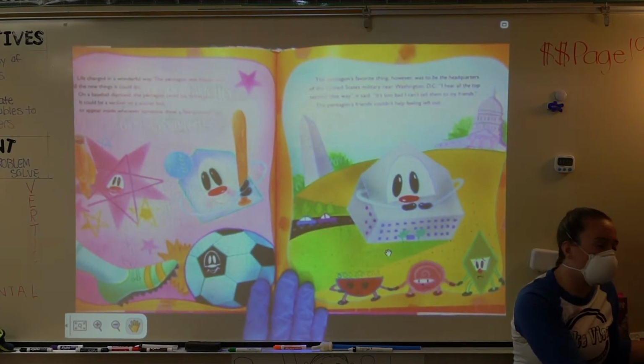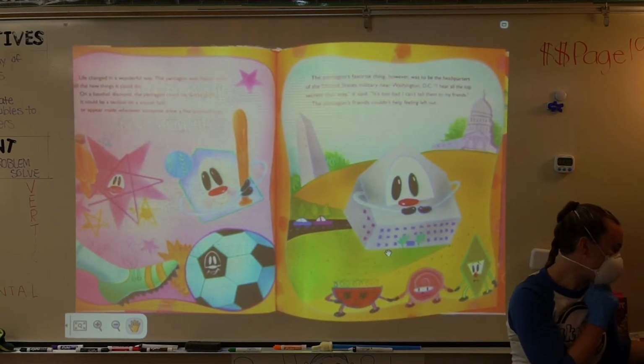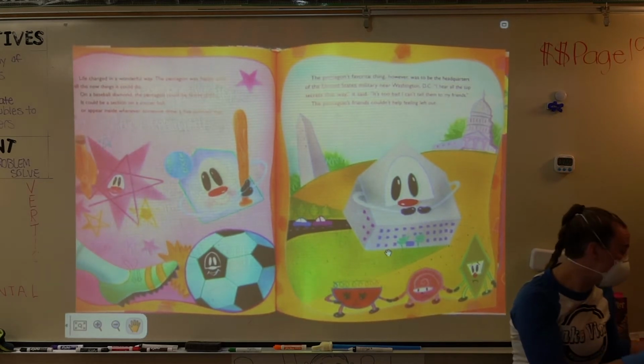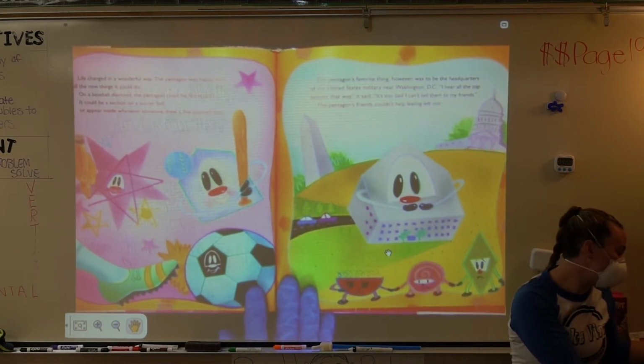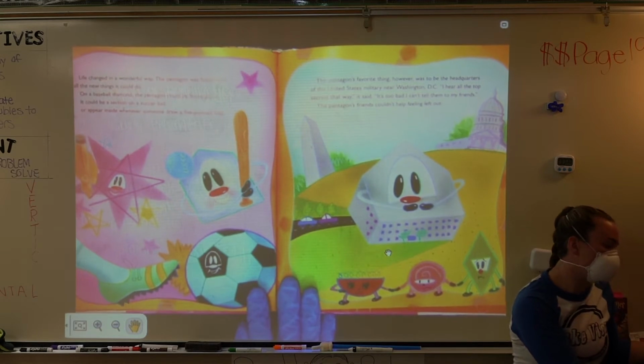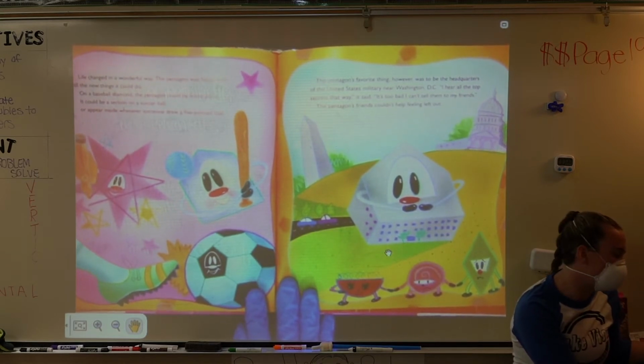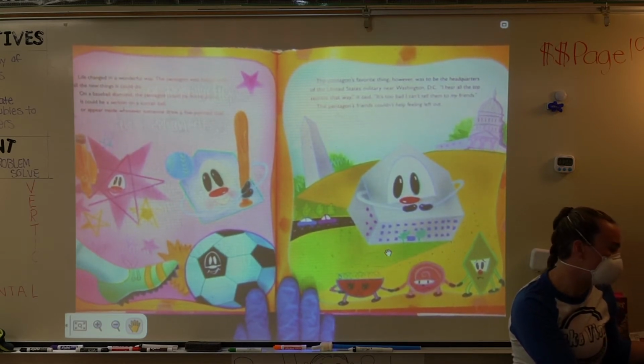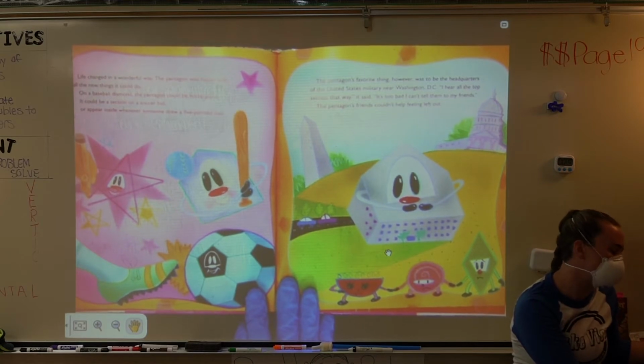Life changed in a wonderful way. The pentagon was happy with all the new things it could do. On a baseball diamond, the pentagon could be home plate. It could be a section on a soccer ball or appear inside whenever someone drew a 5-pointed star. The Pentagon's favorite thing, however, was to be the headquarters of the United States military near Washington, D.C.